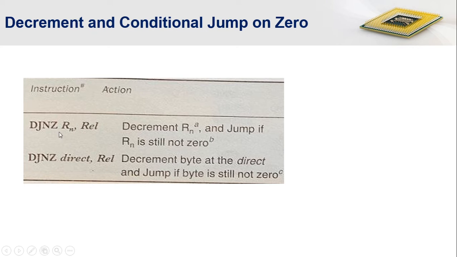Here it is DJNZ direct comma REL. That means exactly like this, but the content is given as a direct memory content here. So decrement the value at that direct memory location by 1 and check if it is equal to 0 or not. If it is not equal to 0, then jump to the given relative address position. So this indicates the decrement and jump based on the condition, and the condition is that the decremented value of the register or this direct memory location is not equal to 0.